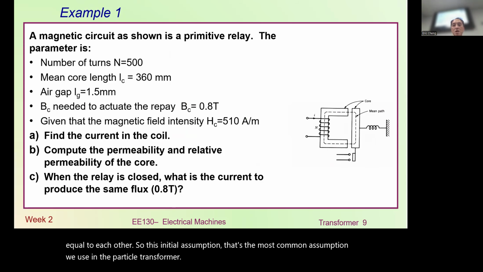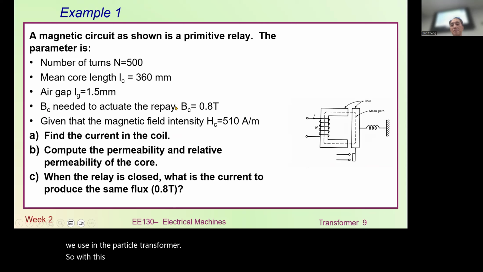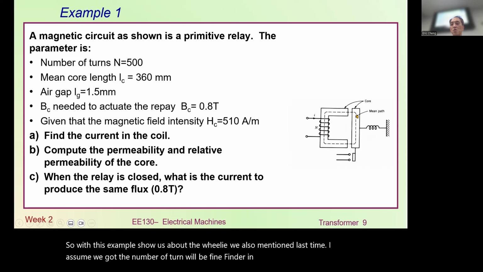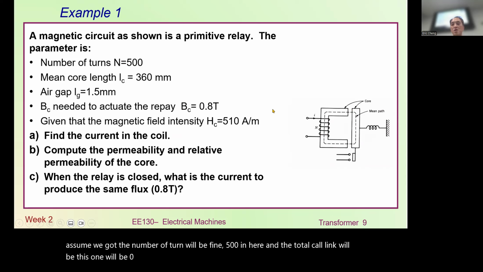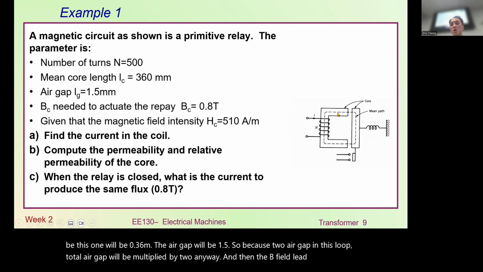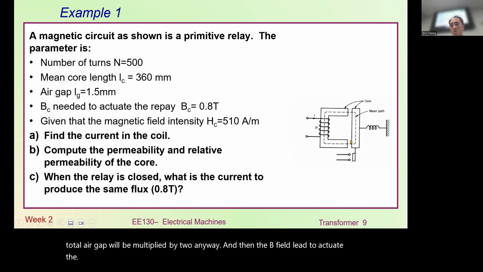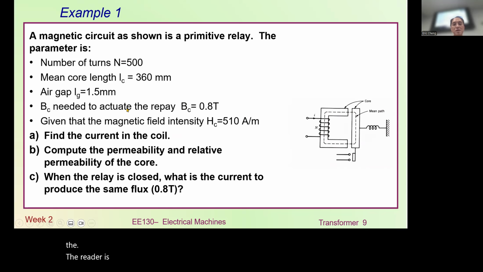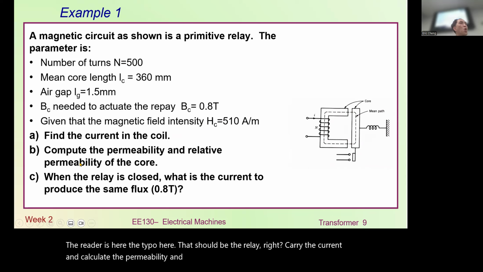So this example shows us about the relay. We also mentioned it last time. Assume the number of turns is 500, and the total core length is 0.36 meter. The air gap is 1.5. Because we have two air gaps in this loop, the total air gap is multiplied by 2. And then the B field needed to actuate the relay here. The typo here, that should be relay. Calculate the current, and calculate the permeability and the relative permeability of the core.